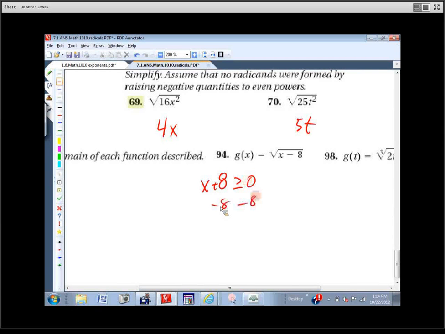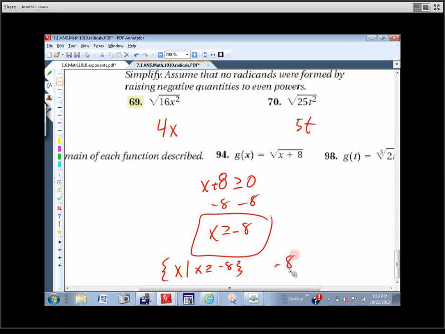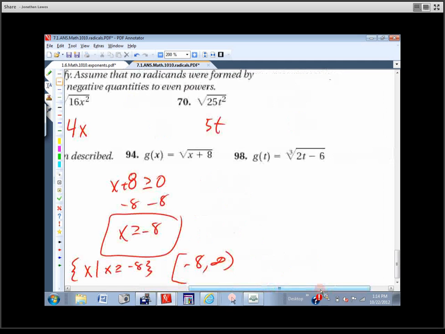So that means when we subtract 8, here's our domain. You can only plug in numbers that are bigger than or equal to negative 8. So if we wrote it in set builder notation, it would look like this. If we wrote it in interval notation, we'd say the answers start at negative 8, and they go all the way to positive infinity. Square or round around the negative 8? Square. Okay. Any questions there?